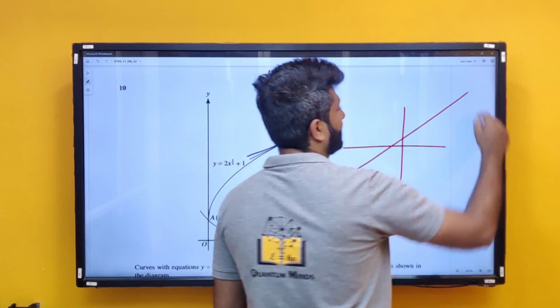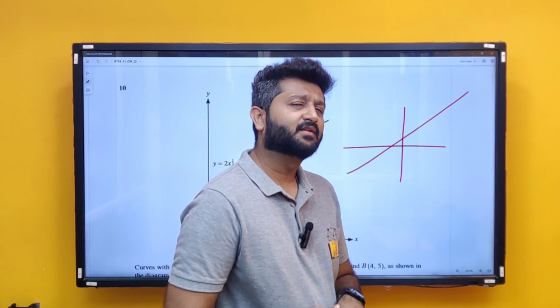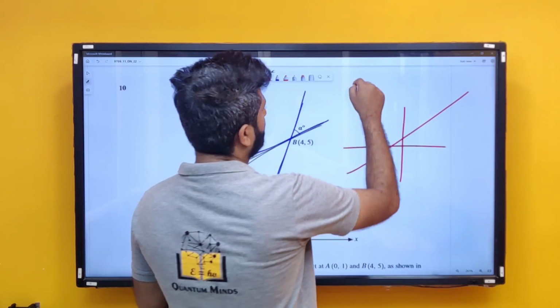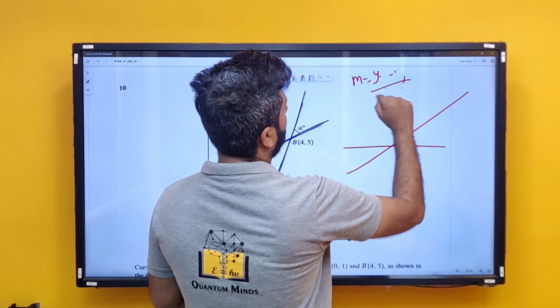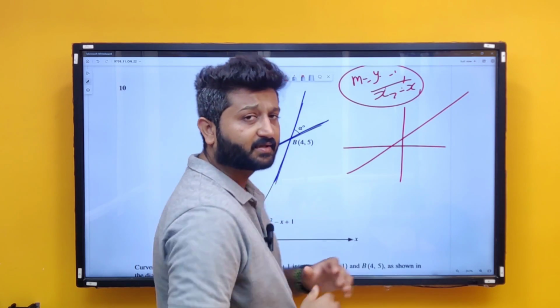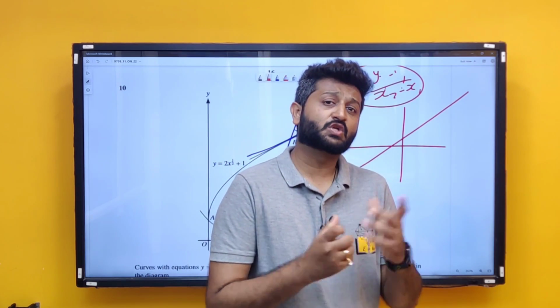So assuming this is a straight line, right? This is a straight line. Now can I find the gradient of a straight line? I think yes. How can I find the gradient of a straight line? Using the formula m, which is y2 minus y1 upon x2 minus x1. This is how I can find the gradient. Okay. Now the other name of gradient is slope.